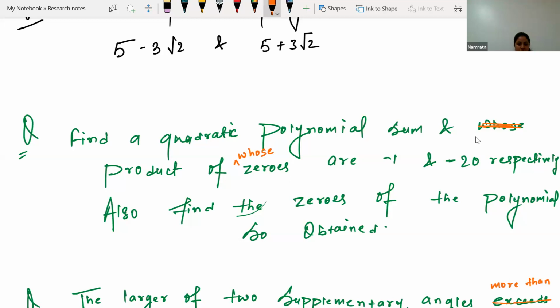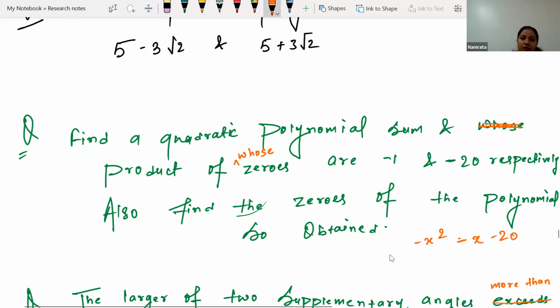Ma'am, the quadratic polynomial will be minus x square, minus x, and minus 20. Minus x square, minus x, minus 20. Okay.